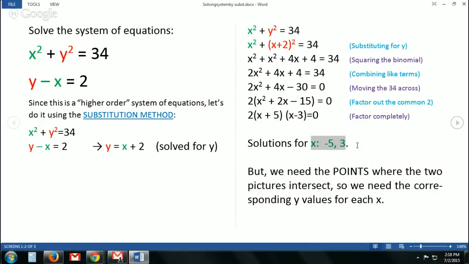But now remember, we're not done just knowing the x's. We need to know the points where the two pictures intersect each other. So I've got to figure out what the corresponding y values will be for each of these x's, and then I need to write my answer as an ordered pair. -5 or 3, those are our x's. Let's figure out the y's.